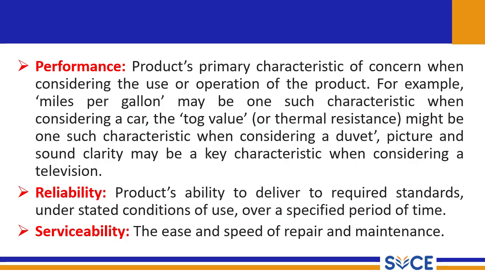For example, miles per gallon may be one such characteristic when considering a car. When you purchase a car, you will see what the miles per gallon is. A torque value or thermal resistance might be one such characteristic when considering a duct. Picture or sound clarity may be a key characteristic when considering a television. So when you go for buying a television, you go for picture quality and sound clarity. Different products will have different primary characteristics that we need to see.